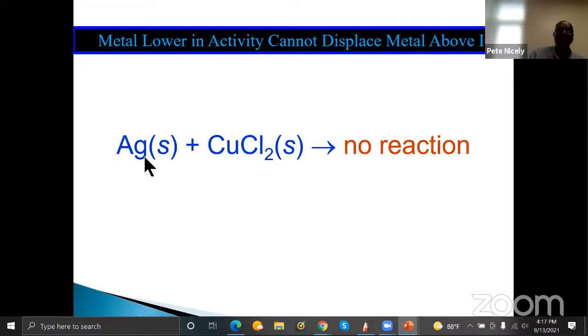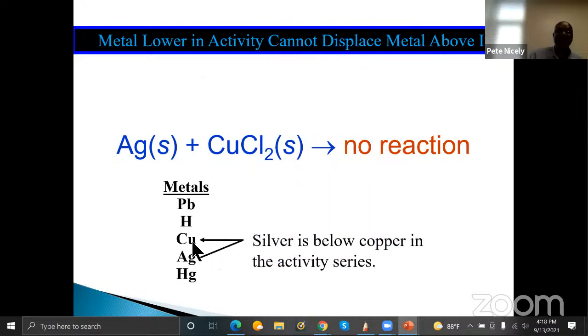Okay, now here's an example where the reaction will not take place. Let's say you're given silver reacting with copper 2 chloride, and let's say you're asked whether or not this reaction will take place. Well, the answer would be no, because if you look at where silver is compared to copper, you see that silver is just below copper right here. So what that tells you is that because silver is below copper, then silver cannot displace copper from the copper 2 chloride. So therefore, we can conclude that no reaction will take place, all right?